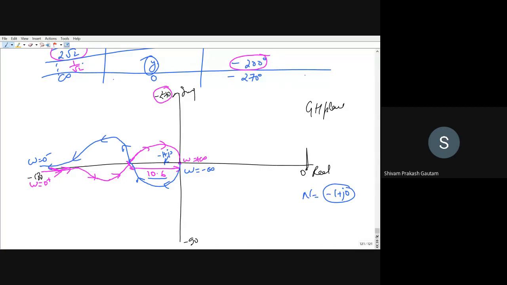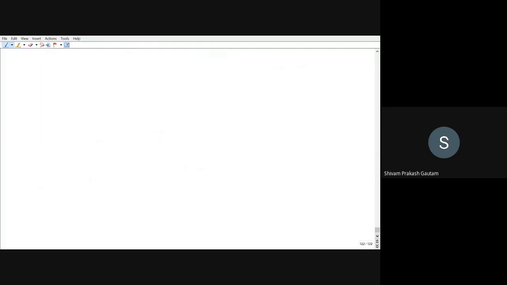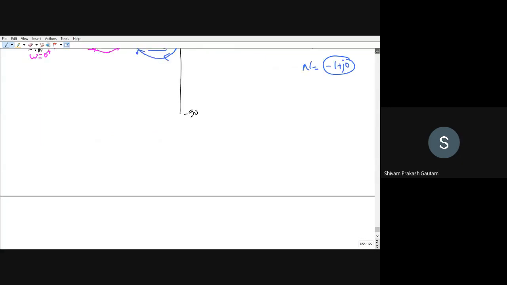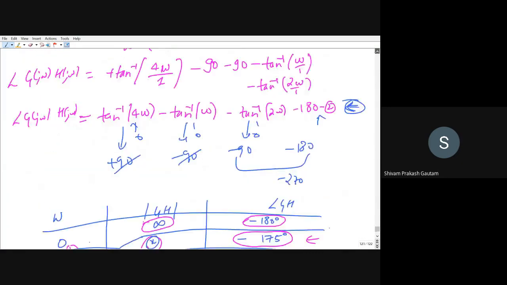Now the next part is to draw the capital circle. Capital circle means map the capital circle from the Nyquist contour. I will show you.